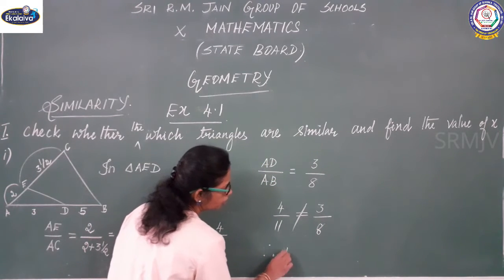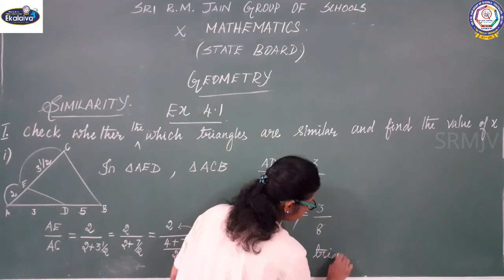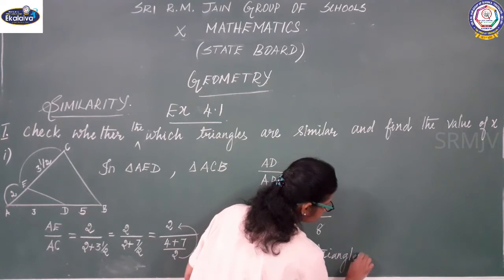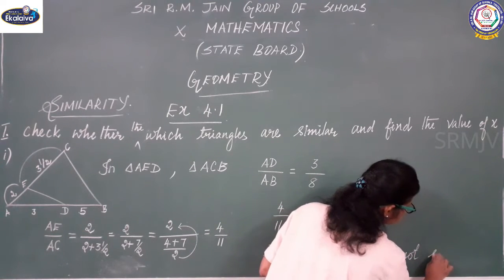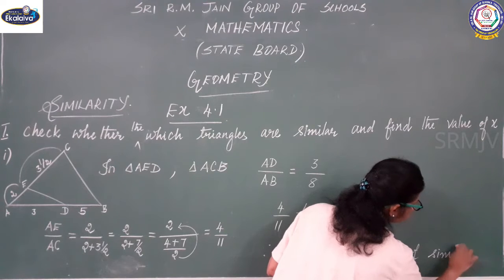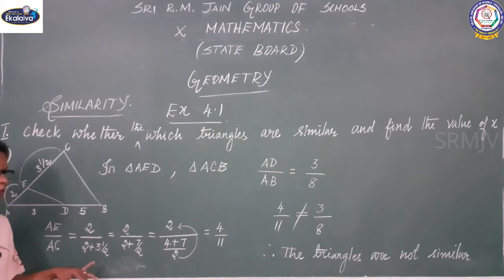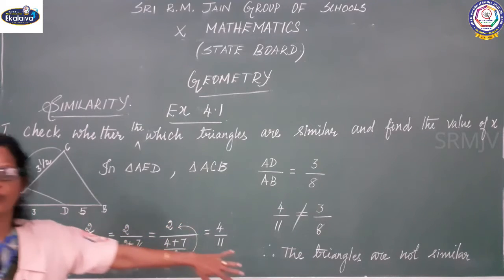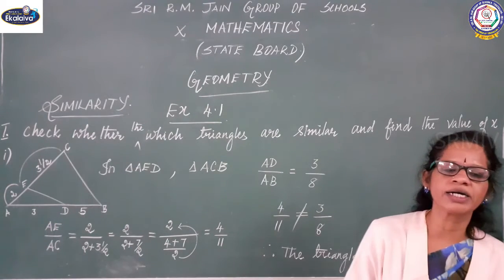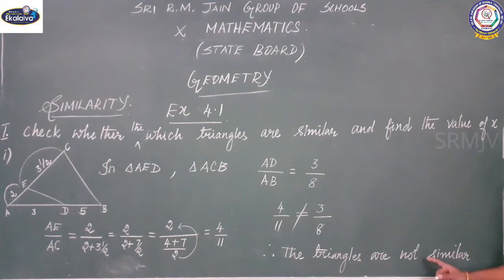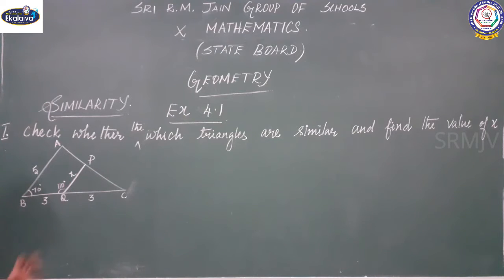Therefore, the triangles are not similar. Children, only if corresponding sides are proportional and equal can you say it is similar. Otherwise, you conclude that the triangles are not similar. Here we are going to find out the value of x.